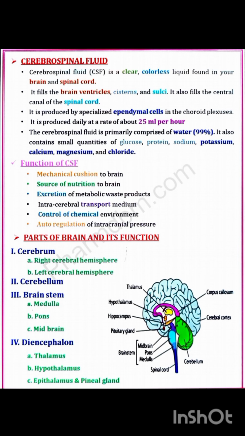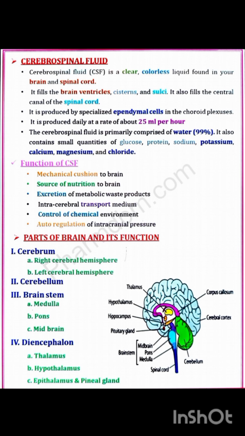The cerebrospinal fluid is primarily comprised of 99% water. It also contains small quantities of glucose, protein, sodium, potassium, calcium, magnesium and chloride. Functions of cerebrospinal fluid: source of nutrition to the brain, excretion of metabolic wastes, transport medium, control of chemical environment, auto-regulation of intracranial pressure.